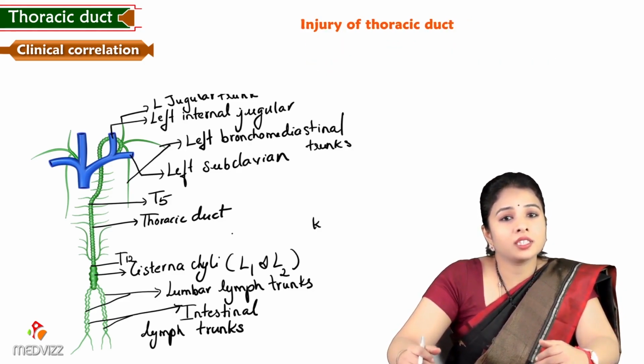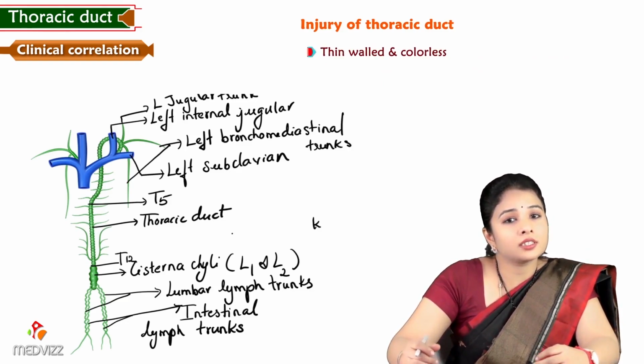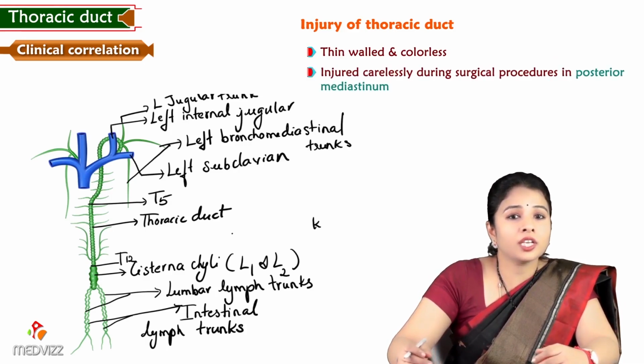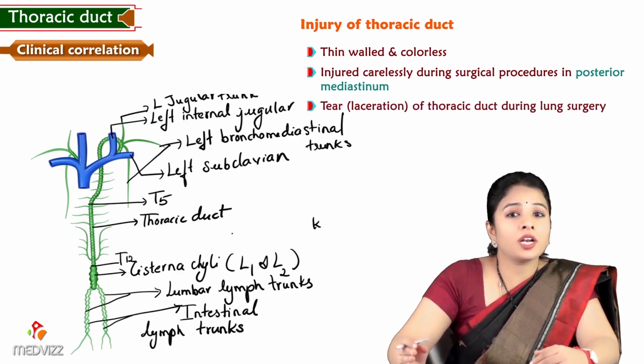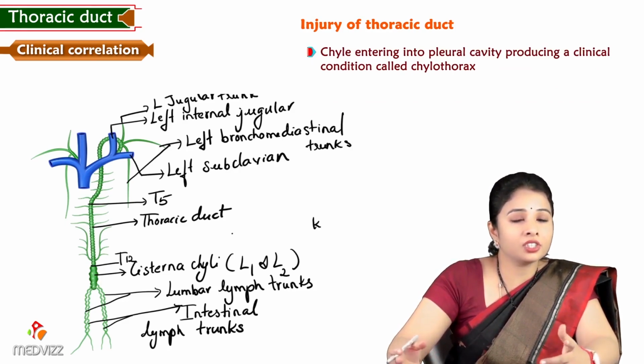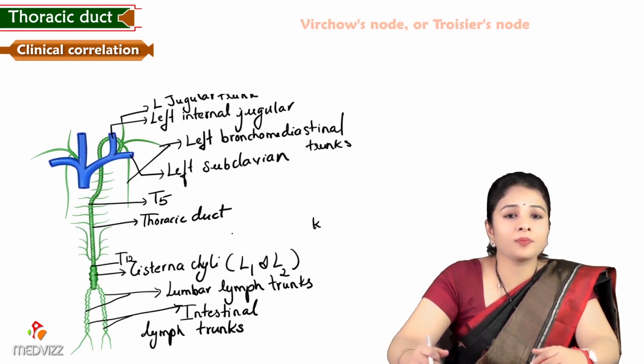Injury of the thoracic duct: as the thoracic duct is thin walled and it is a translucent structure, it is sometimes injured carelessly during surgical procedures in the posterior mediastinum. So tear or laceration of the thoracic duct during lung surgeries results in the chyle entering into the pleural cavity, producing a clinical condition, that is chylothorax.